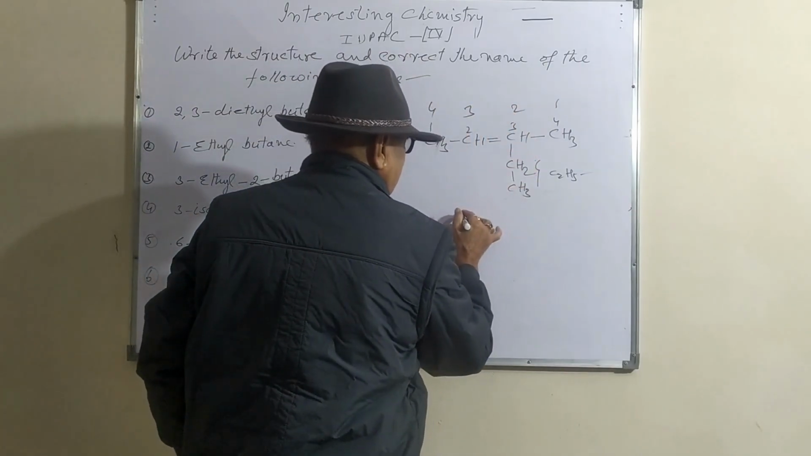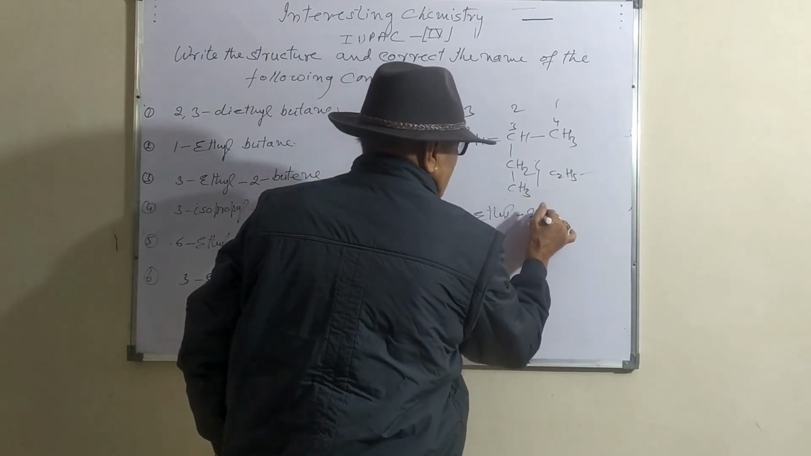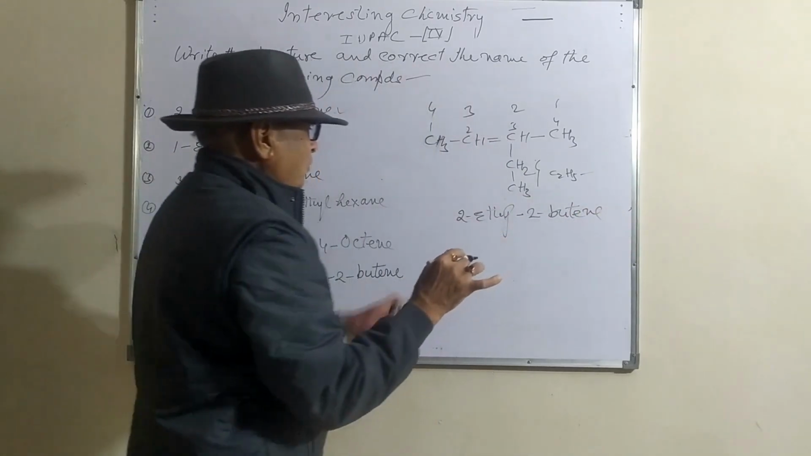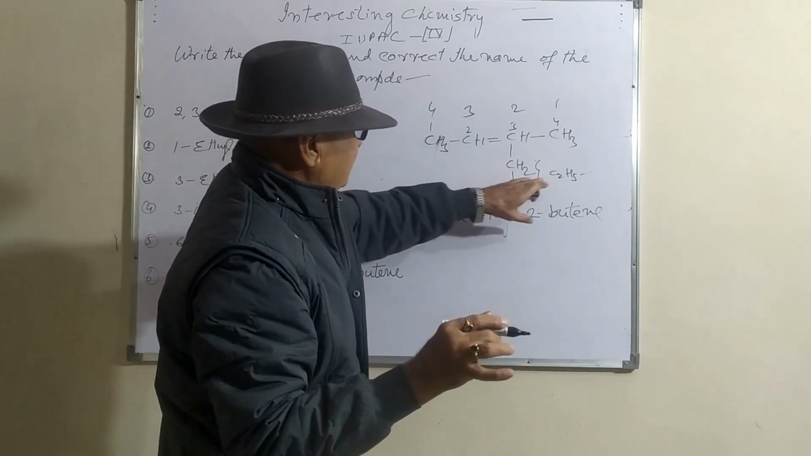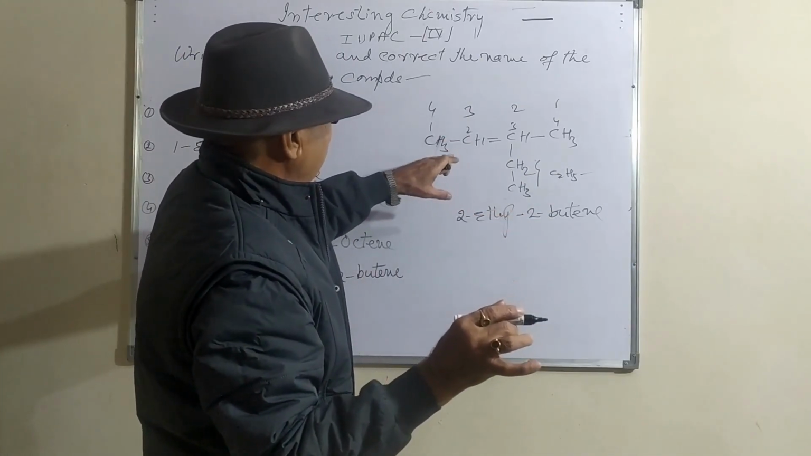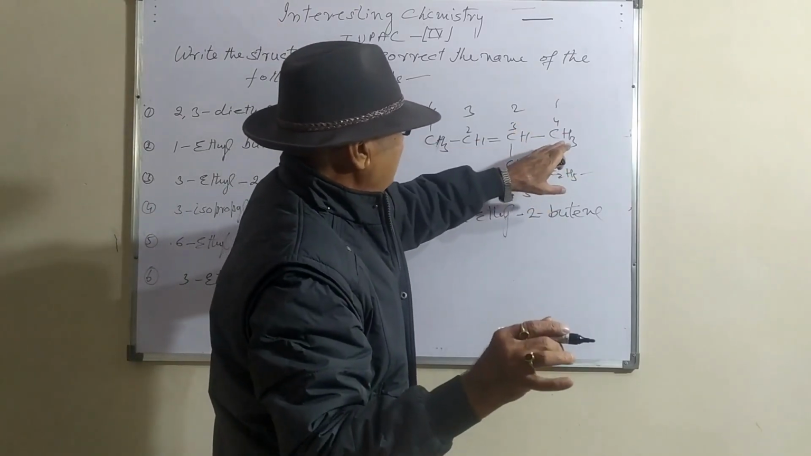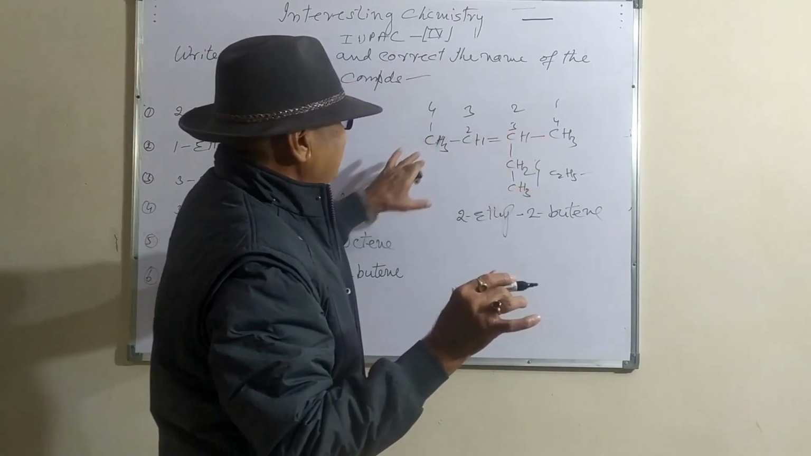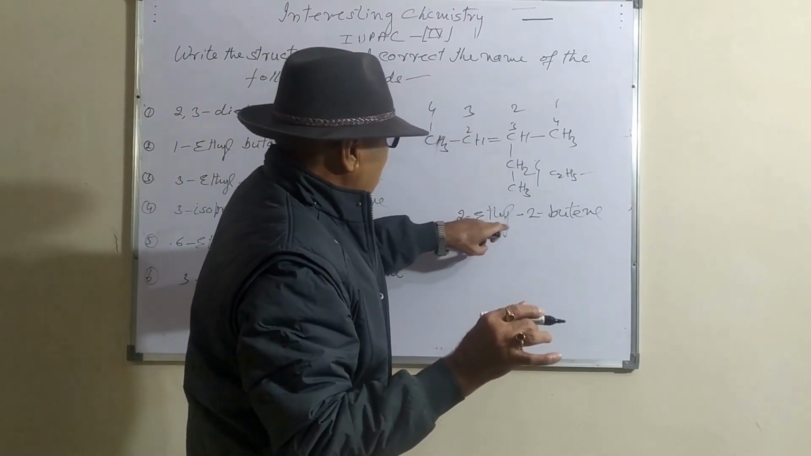It should be 2-ethyl-2-butene. Because the C2H5, the ethyl group, should be given the lowest number. You should start the numbering from this end: 1, 2, 3, 4. You should have started the numbering from here, because this number will be given to C2H5. So it is 2-ethyl-2-butene.